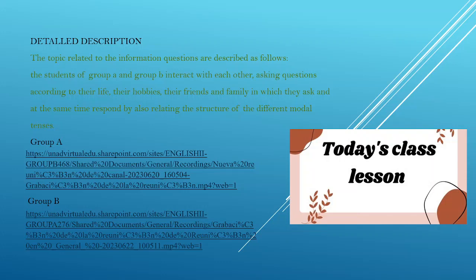Detailed description. The topic related to the information questions is described as follows. The students of Group A and Group B interact with each other, asking questions about their life, their hobbies, their friends and family, and at the same time responding, also relating the structure of the different modal themes. Below you can see the respective links of Groups A and B related to the class on information questions in English.